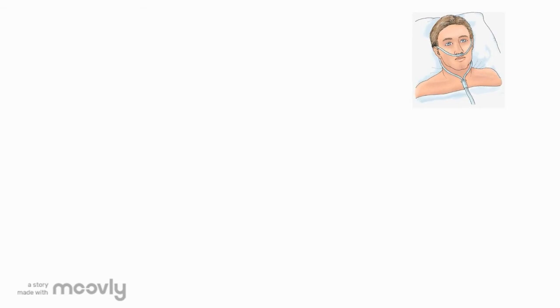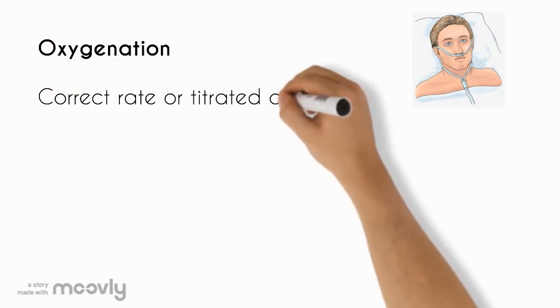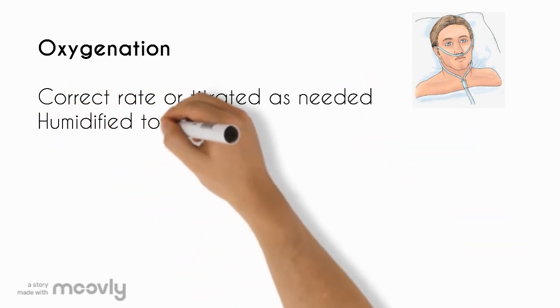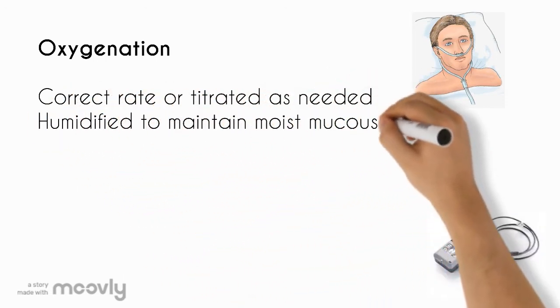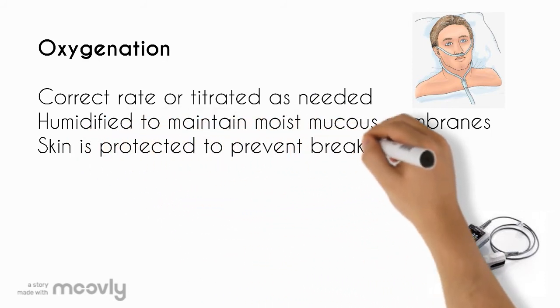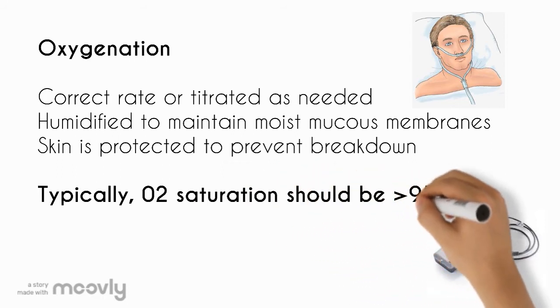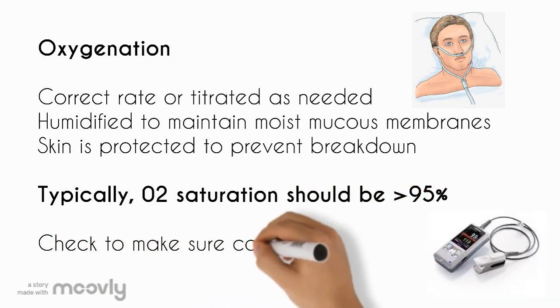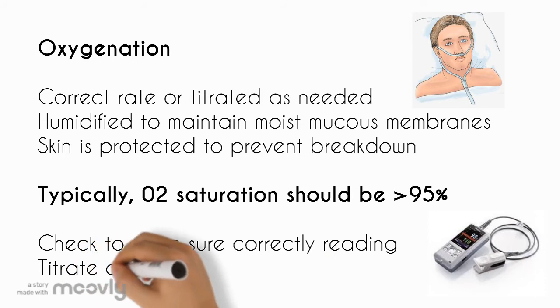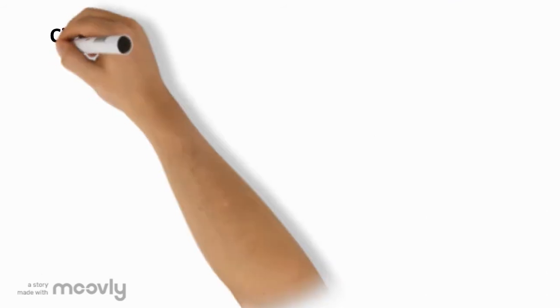Ensure that oxygen is administered and titrated as needed, that continuous oxygen therapy is humidified to prevent drying of mucous membranes, and that the skin is protected to prevent skin breakdown. Typically, oxygen saturation should be greater than 95% unless the patient has a history of lung disease. If oxygen saturation is less than this, hypoxemia can occur. Assess that the finger probe is clean and reading properly. Shivering, peripheral vasoconstriction, or even dried blood on the finger can lead to an abnormal reading.